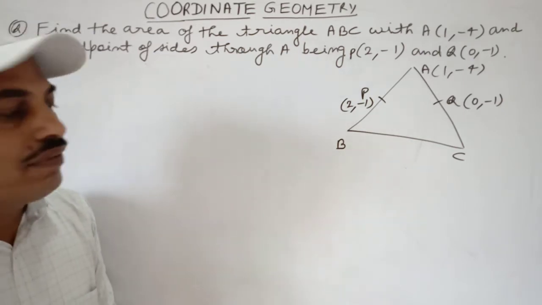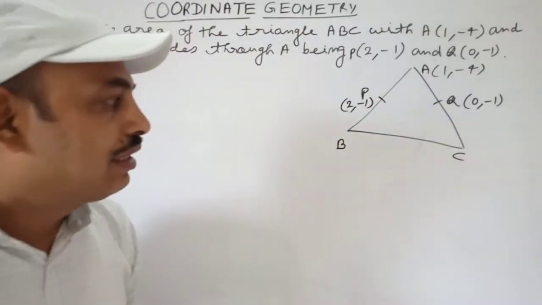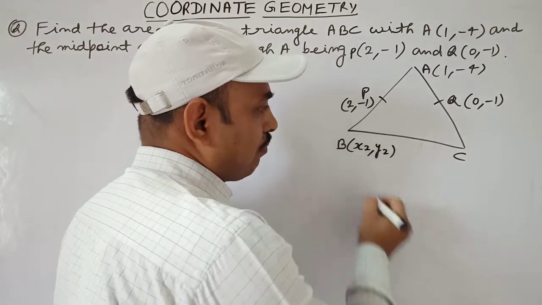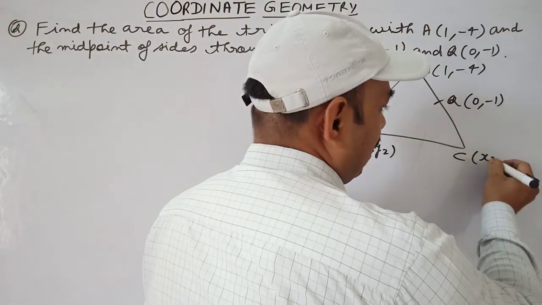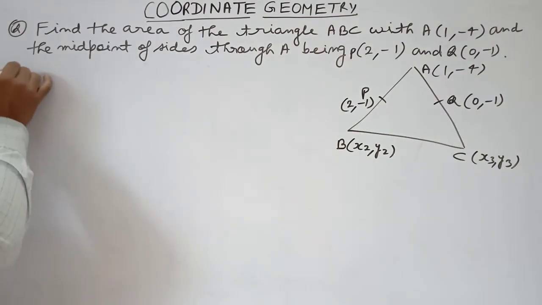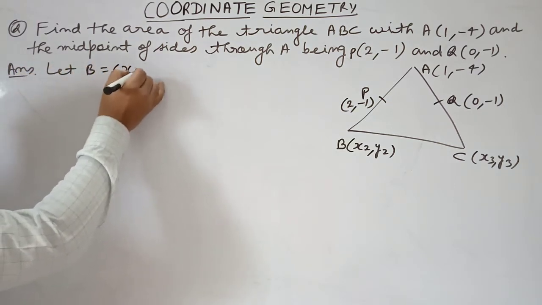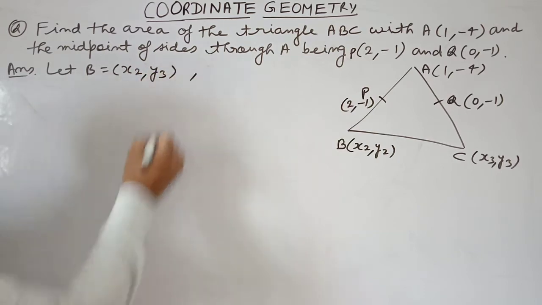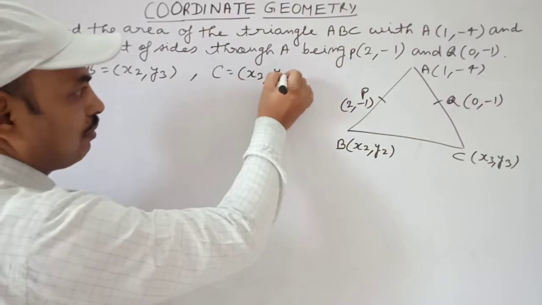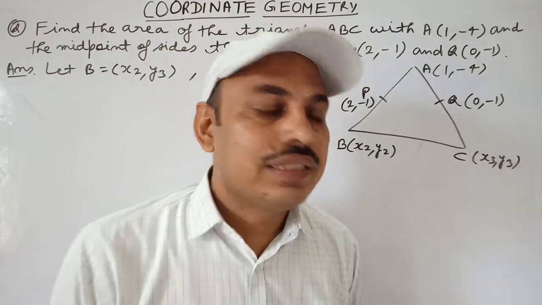We have to find the area of triangle ABC, for which we have to find vertices B and C. Let the coordinates of B be (x2, y2) and C be (x3, y3). P and Q are midpoints.